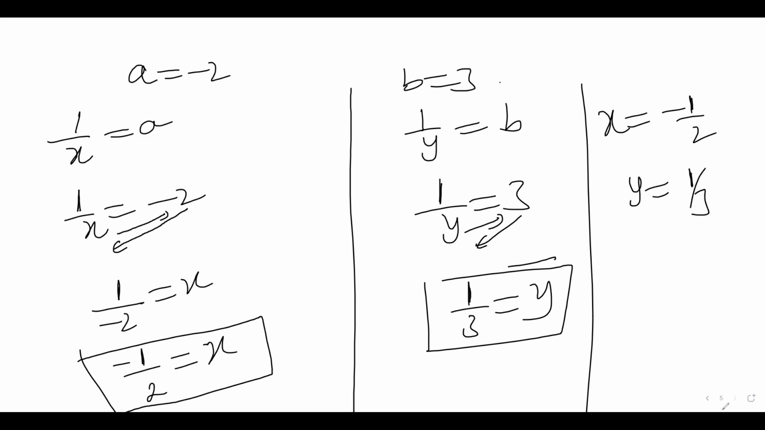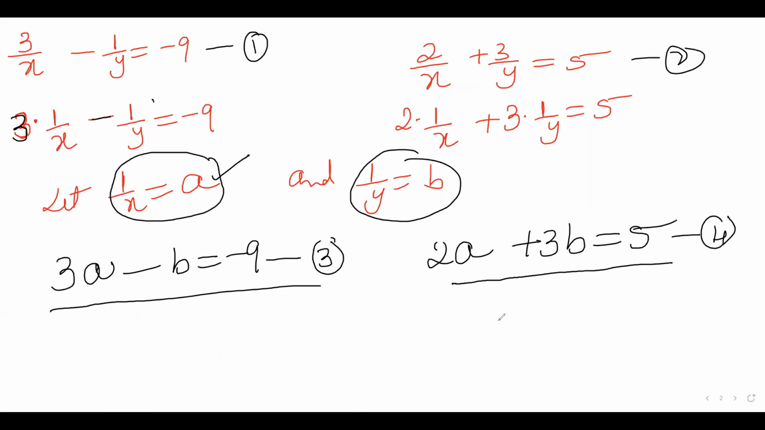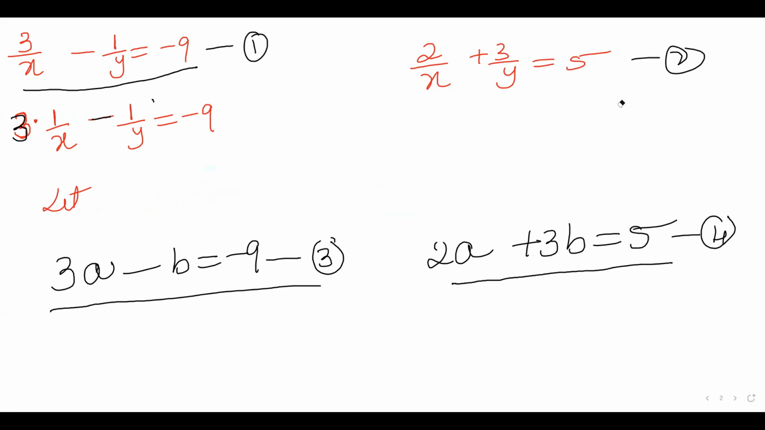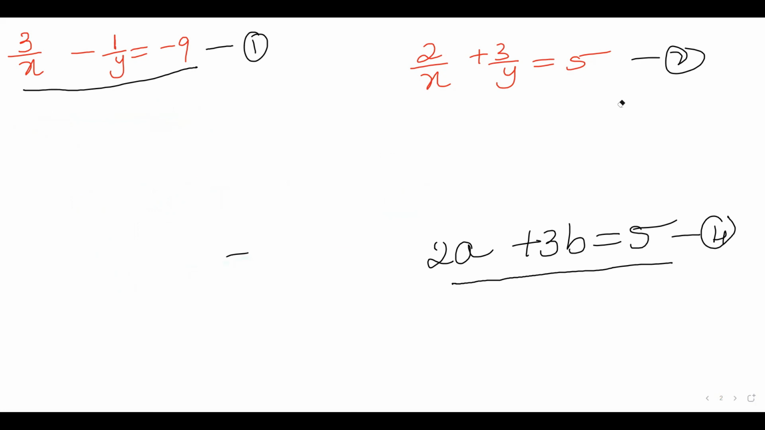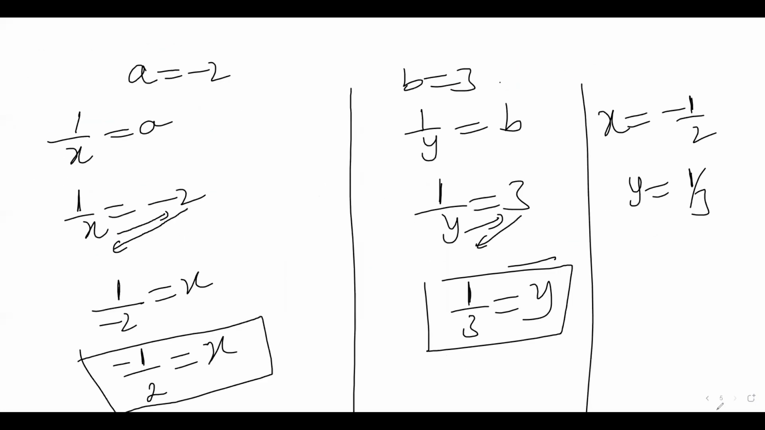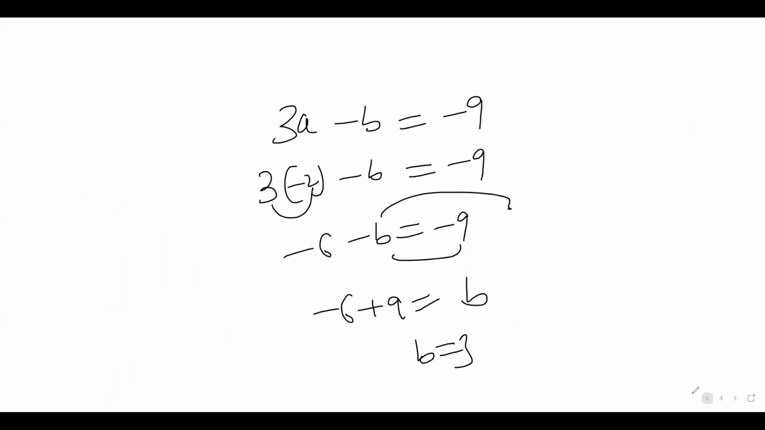I will try to verify the question. If I put the values which I got in any one of the equations, let us check what happens. I will erase this part. I am going to put the x and y values in equation 1 and check whether I am getting minus 9 or not. What is the x value I got? 3 by x value. Do you remember the x value? Minus 1 by 2, y value 1 by 3.